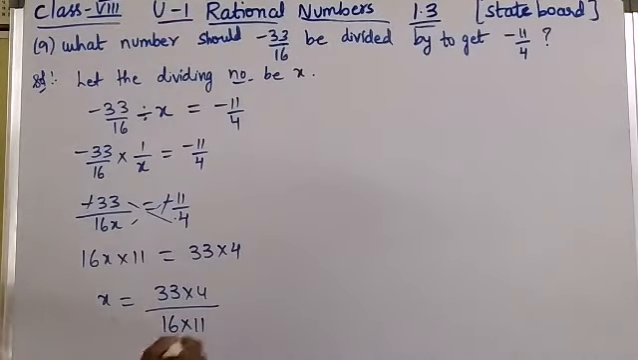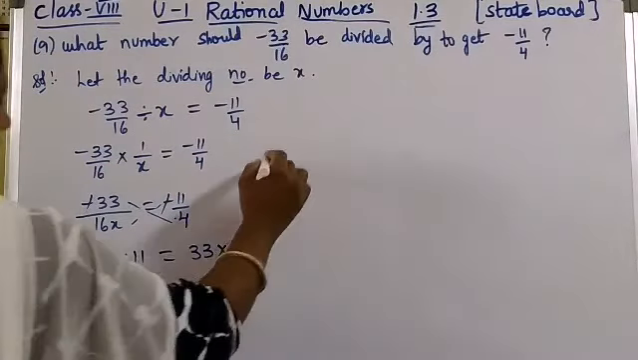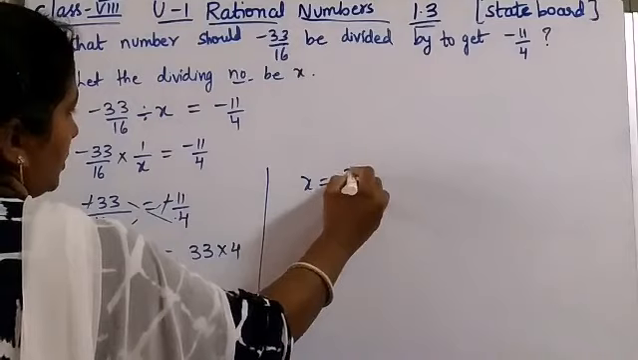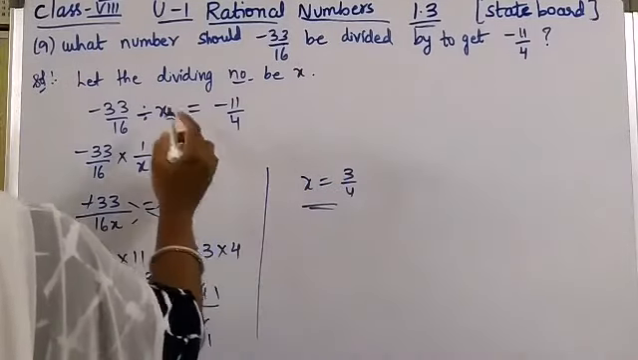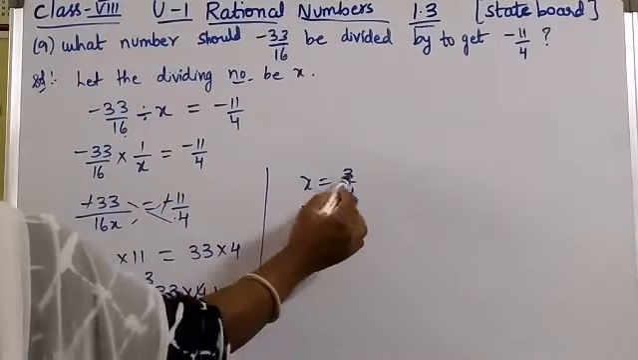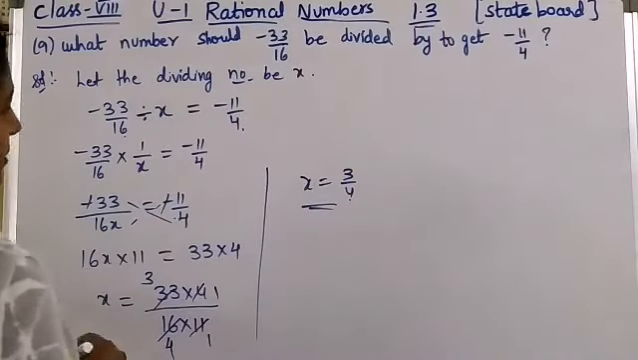Any cancellation here? 4 ones are 4, 4 fours are 16, 11 ones are 11, 3 elevens are 33. So x equal to how much you got, children? x equal to 3 by 4. So when you divide minus 33 by 16 with 3 by 4, you will get minus 11 by 4.